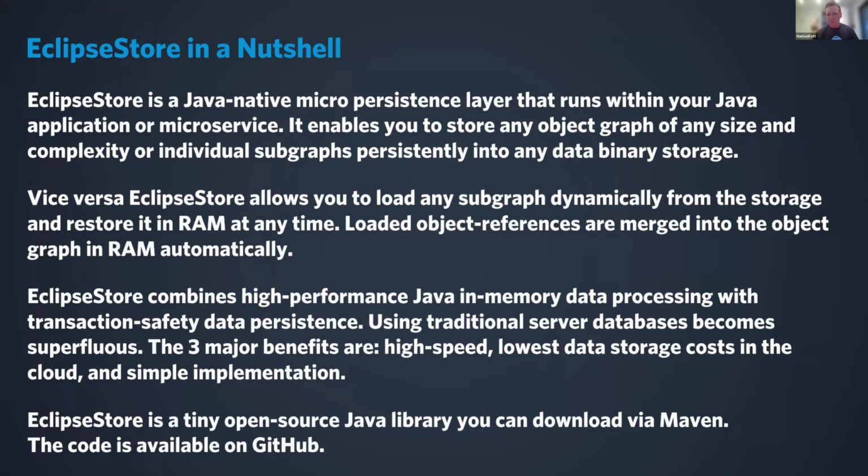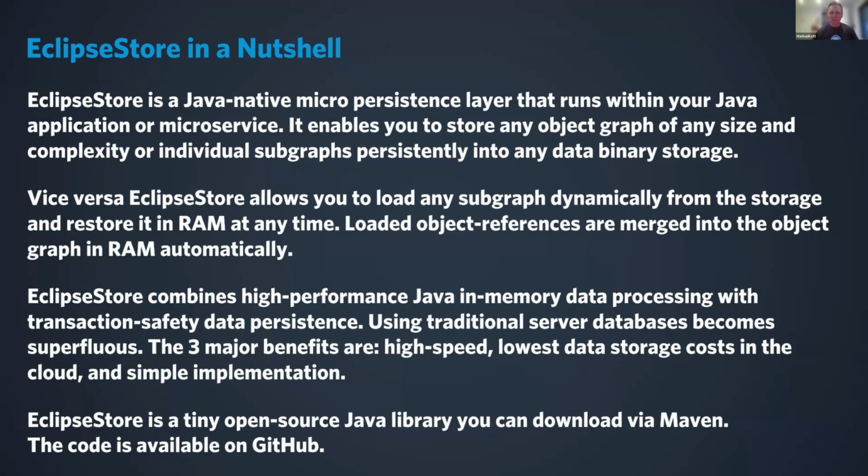You can store the whole object graph, but mostly you will store individual subgraphs. So only changes are stored regularly to disk, in a binary format, into any binary data storage. You can choose your storage target freely. And vice versa, EclipseStore allows you to load any subgraph, any object reference dynamically from the storage to restore it in the memory at any time when needed.